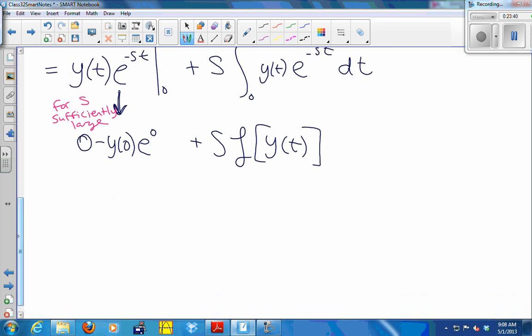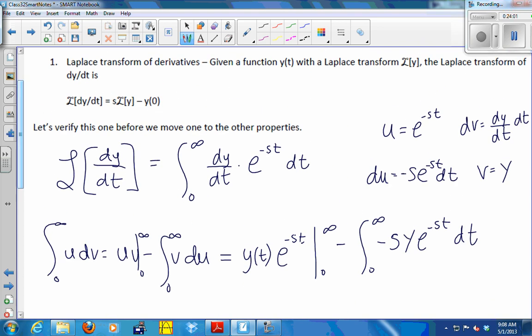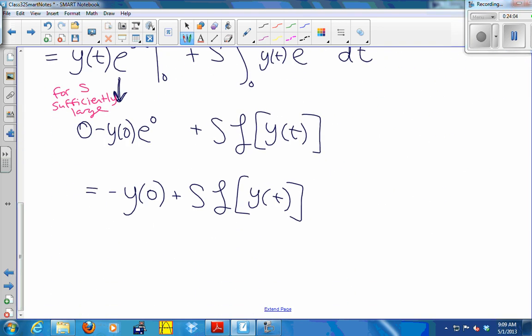All right, so then I have 0. E to the 0 is 0, so I have 0. I'm sorry, e to the 0 is 1. So I have 0 minus y of 0 is negative y of 0, plus L times the Laplace transform of y of t. And that equals my original thing, the Laplace transform of dy dt. So there's the property. It comes from the definition of the Laplace transform and some integration.